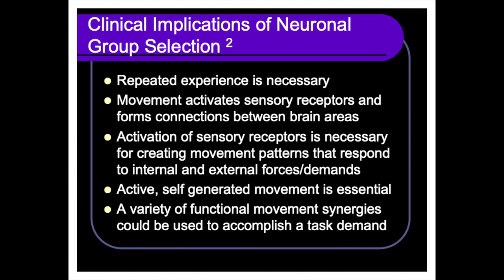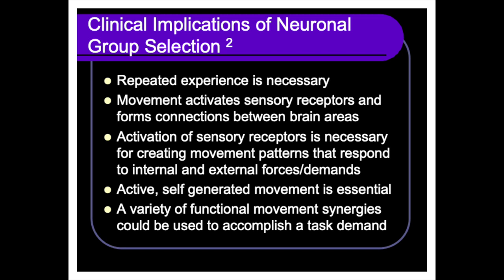So based on these three basic tenets for neuronal Darwinism that we just talked about in the previous slide, that has clinical implications for what we're doing as physical therapists. So if we want to strengthen neuronal connections, what we need is repeated experience, and then that causes a permanent change with repetition in the efficiency of both the pre and the post synapses. Movement activates sensory receptors, and then that starts forming connections between multiple sensory systems that may be facilitated simultaneously, and starting to form some of those perceptions.